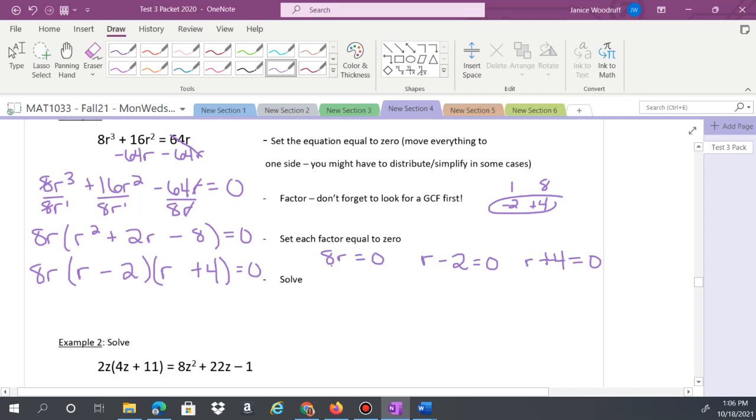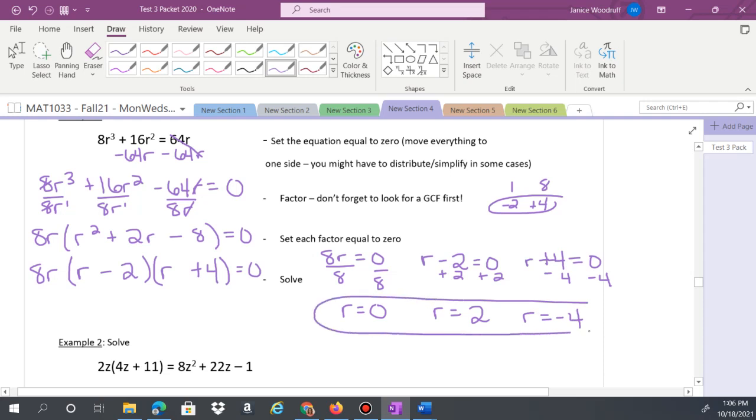Okay, so here I have divide by 8. 0 divided by 8 is just going to be 0. That's my first answer. Then here I'm going to add 2. 0 plus 2 is going to give me 2. And then here I'm going to subtract 4. 0 minus 4 is going to give me negative 4. So I have 3 answers. Or we could write it like this. R equals 0, 2, negative 4.